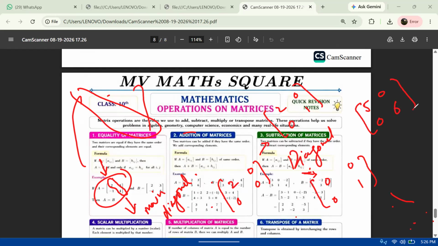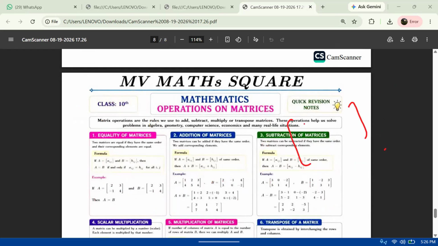The next definition is a scalar matrix. In a scalar matrix, the elements on the diagonal are the same, this 5 and 5, with 0 and 0 elsewhere. If there is a 5 here, then there is a 5 also here. So this is the scalar matrix.